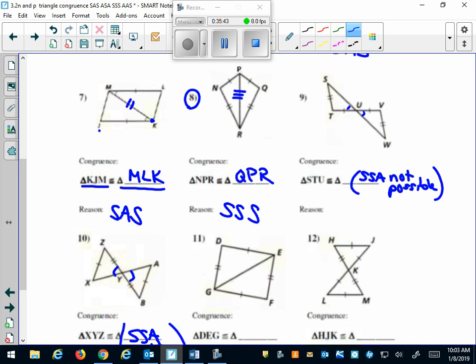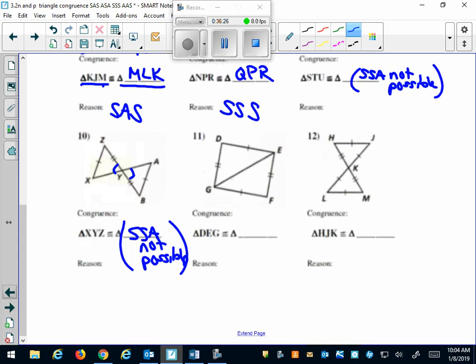If I drew these separately, J, M, K here, and then M, L, K here, and then I marked the congruences. This is congruent to this. This is congruent to this. See, they're marked like that. And then this is congruent to this. So, M is congruent to K. So those are the corresponding parts. So it actually is KJM to MLK.